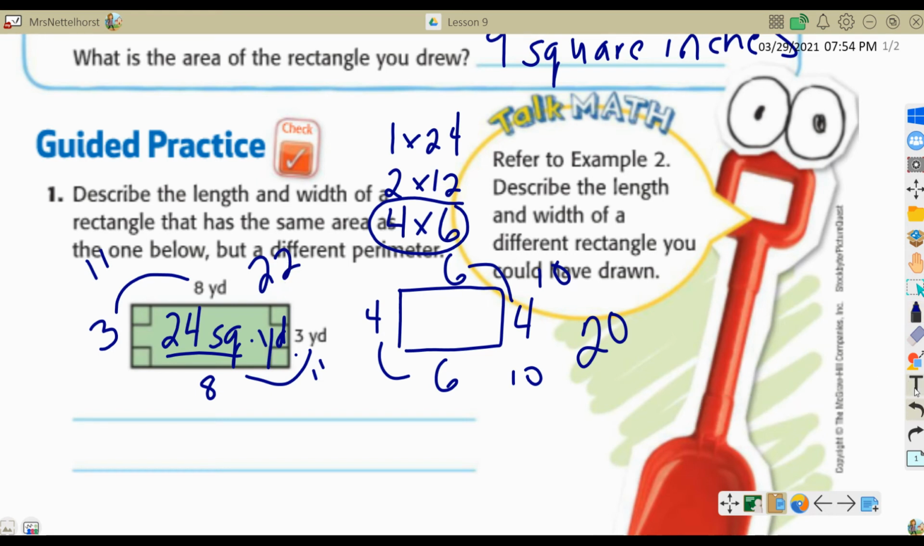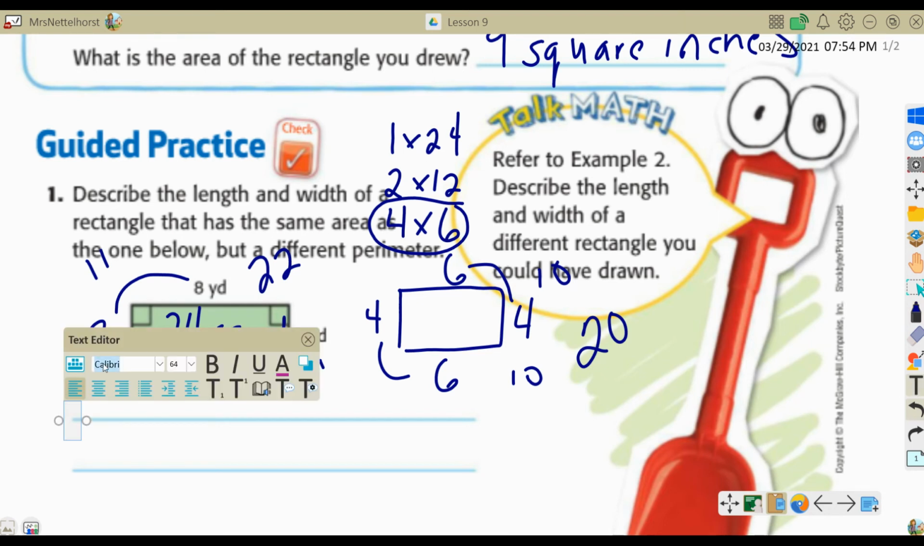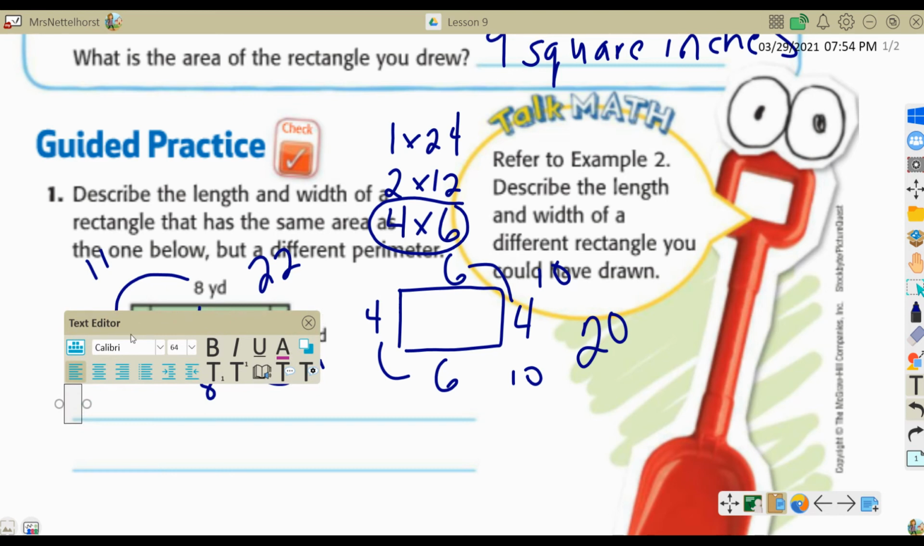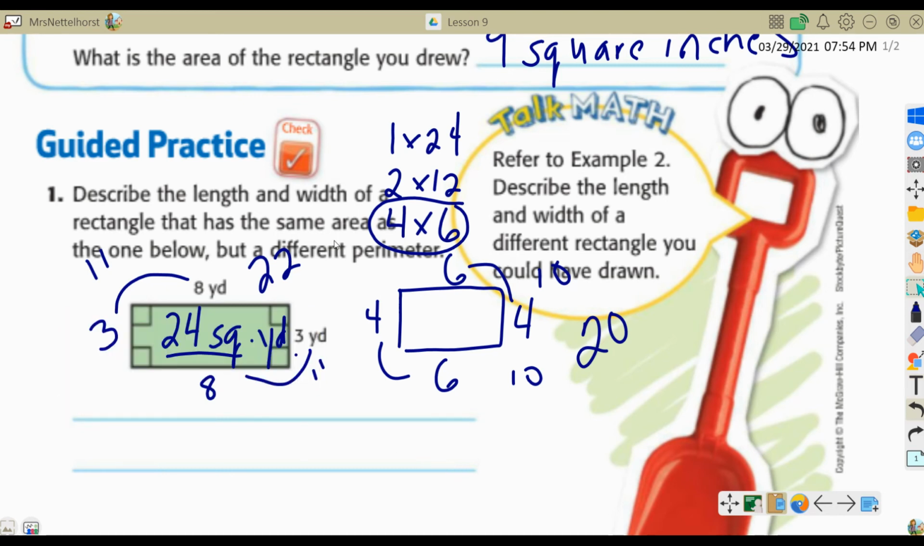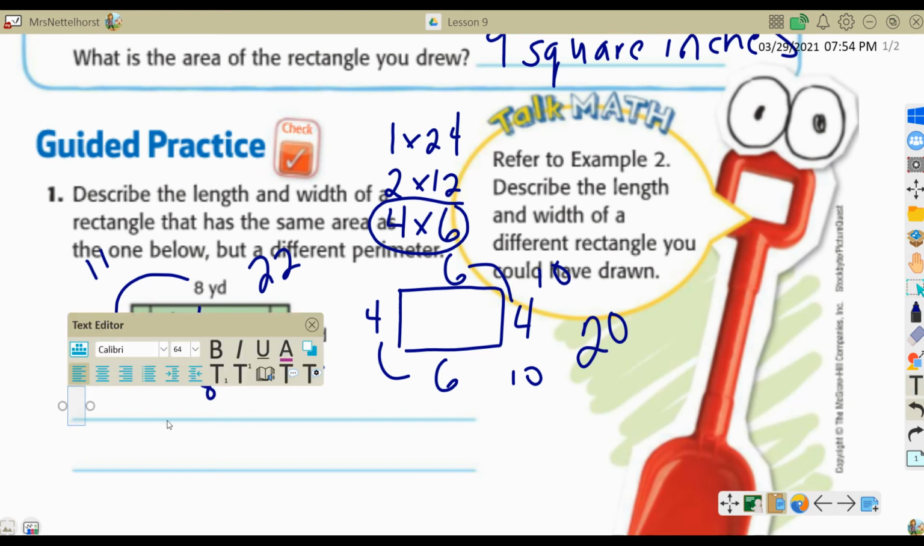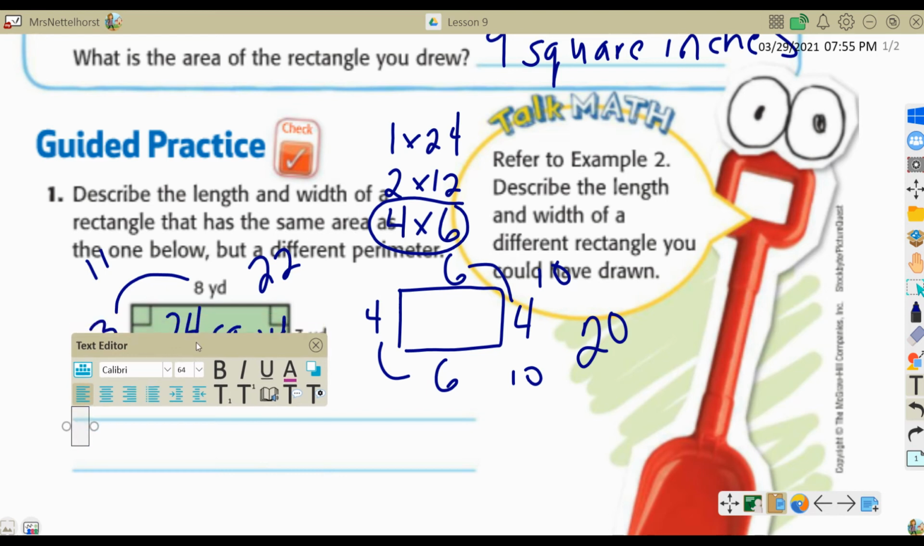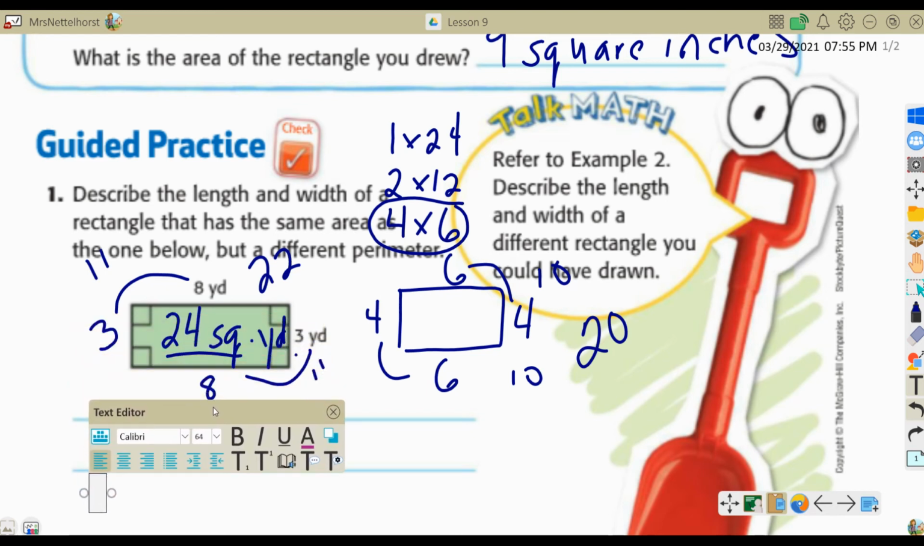So let's write about that. We're going to do this together. Okay, so the length, oopsie, how did that happen? Let's try that again. Okay, I'm going to move this down so we can see what we're working with here, and then we can slide it back up.